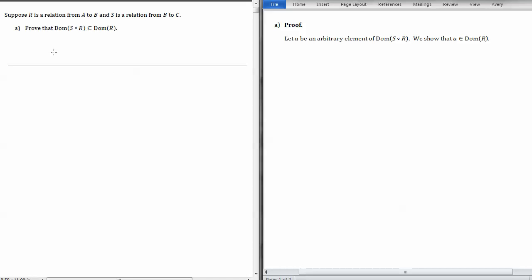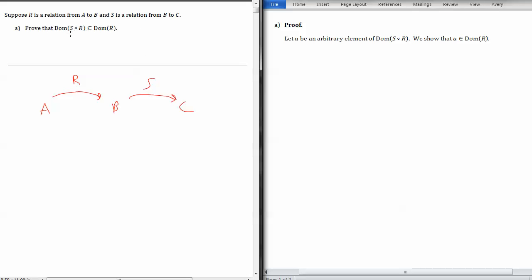Suppose R is a relation from A to B and S is a relation from B to C. In part A, we want to prove that the domain of S composed with R is a subset of the domain of R. Let's draw a picture of this. We have three sets A, B, and C, where R is a relation from A to B and S is a relation from B to C.